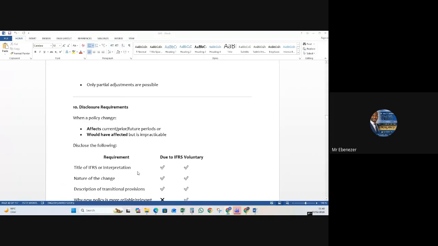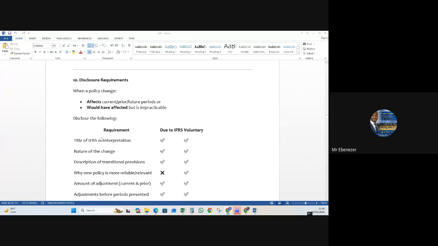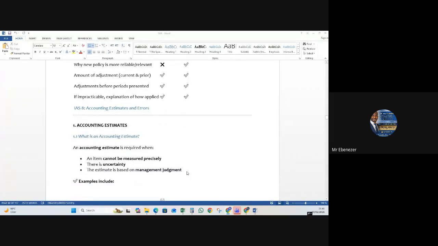Now, we have some disclosures that we are meant to make, right? You have to disclose the title of the IFRS, whether the change is due to IFRS or is voluntary. The nature of the change, the description of transitional provisions. When the new policy is more reliable or relevant, you don't need to show it if it is due to IFRS, but if it is voluntary, you can show it. And we have the rest of them like that.